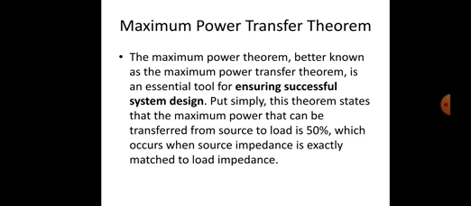The maximum power theorem, better known as the maximum power transfer theorem, is an essential tool for ensuring successful system design. Put simply, this theorem states that the maximum power that can be transferred from source to load is 50%, which occurs when source impedance is exactly matched to load impedance.